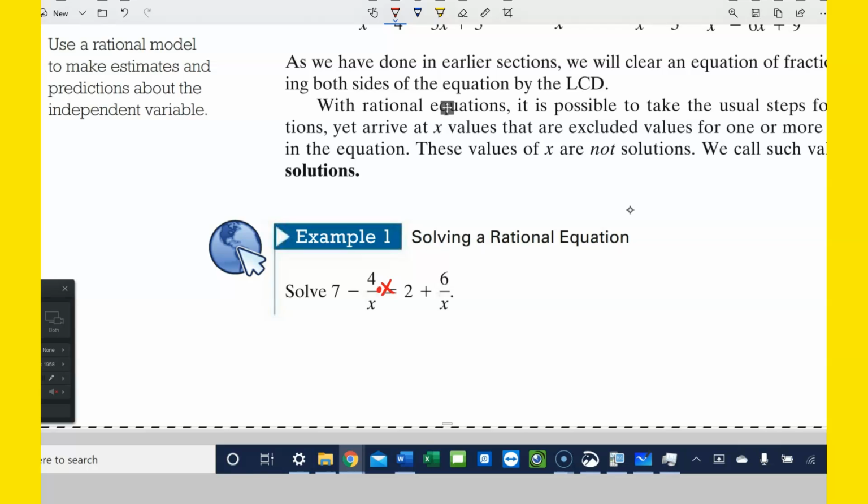Now, to do this in a mathematically sound way, as long as I do the same thing to all terms in the equation, then I'm okay. I can't just do it to one term. I've got to do it to all the terms in the equation. So I'm also going to multiply that 7 by x, and that 2 by x, and that 6 over x by x. Anything that has an x on the bottom that I'm multiplying by x is going to cancel out. Those x's are going to cancel each other out.